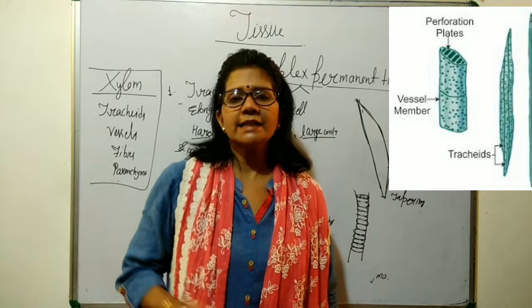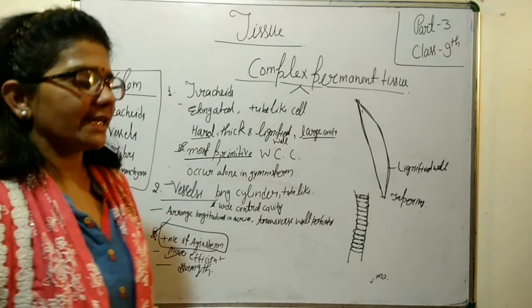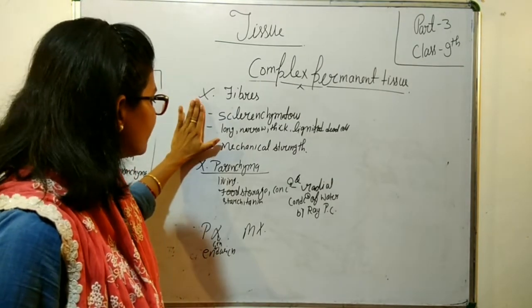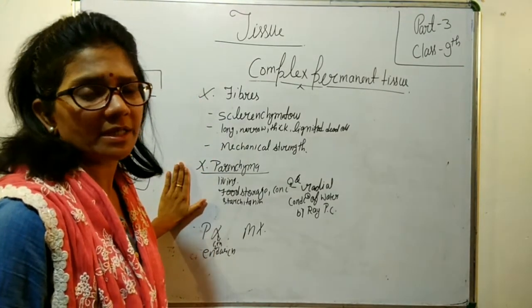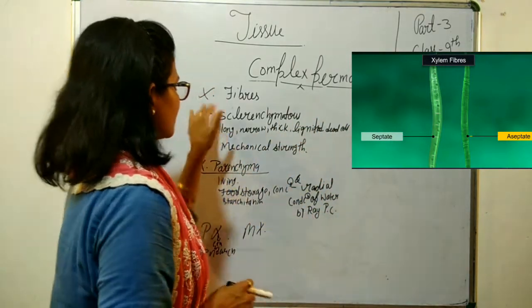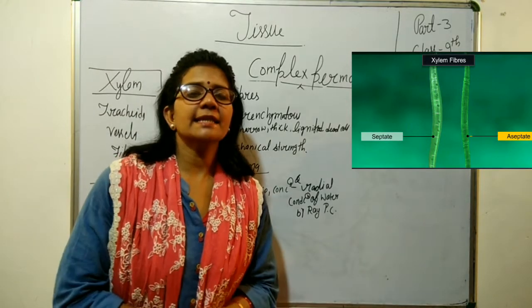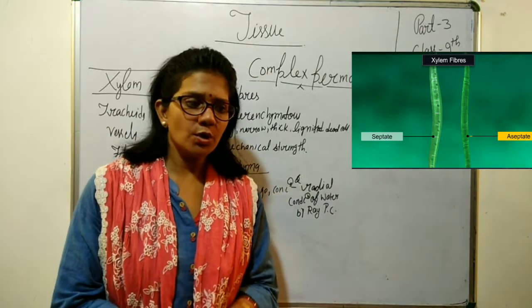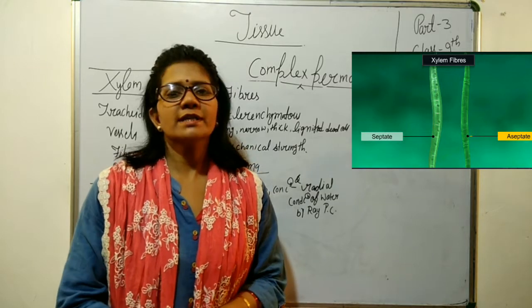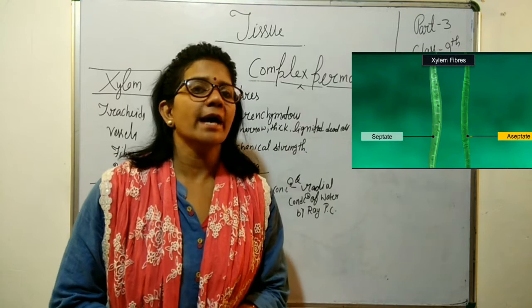Now we see the other two types of cells, which are the xylem fiber and xylem parenchyma. It is about xylem fibers and it is about xylem parenchyma. You can see the picture in this lecture also about the xylem fiber. It is mainly the sclerenchymatous tissue. It is dead. So what is its function? Just to provide the mechanical support to the whole plant.